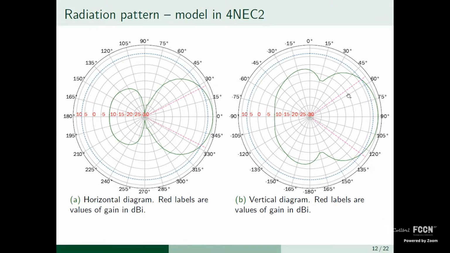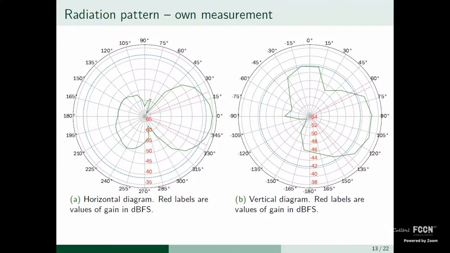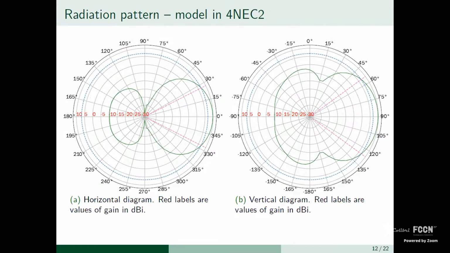Then you don't really need to care about these red numbers, because those are basically arbitrary units. The main thing is the shape of the lobe. Because as I'm going to show you, the horizontal one was pretty similar to the model I made on a computer. The vertical one is very different, and I will explain why. Since the model is made in free space, there are no reflections from the Earth's surface.